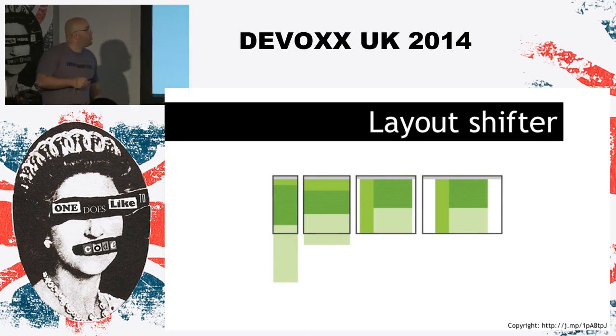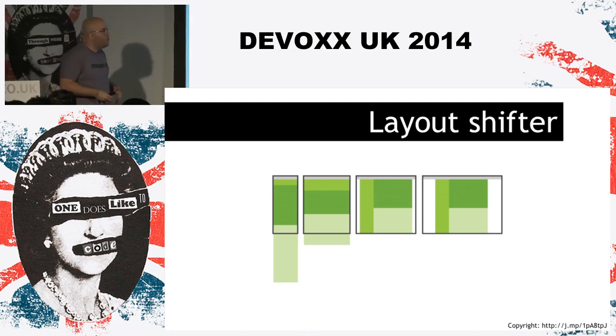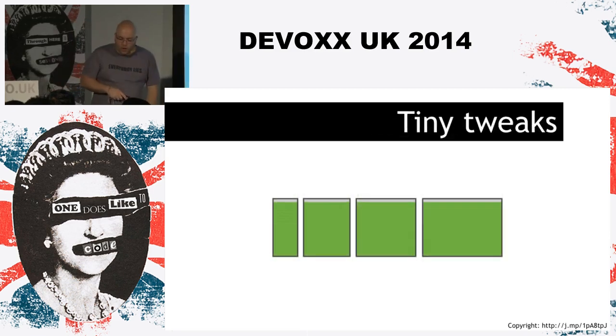There's the layout shifter. Again, you can manage the layout as you want. So if I have one div on top of two others, I can at some point decide to remove the left one and put it under the other two to give me the same kind of layout that I had before with the other kind of layout.